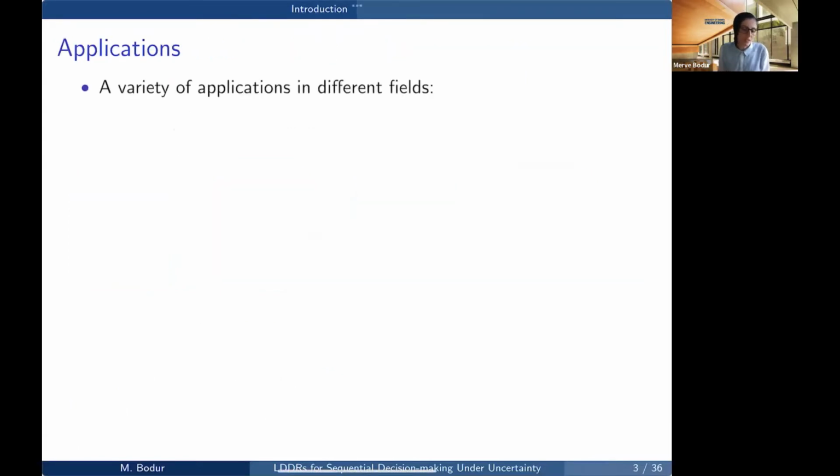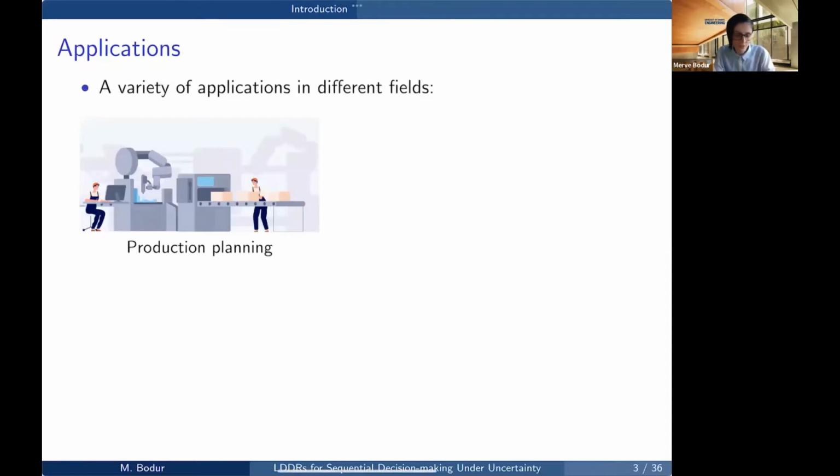Sequential decision making under uncertainty has applications in a variety of fields. If time permits, I will tell you about four different application domains where we will apply these new decision rules that we are proposing.